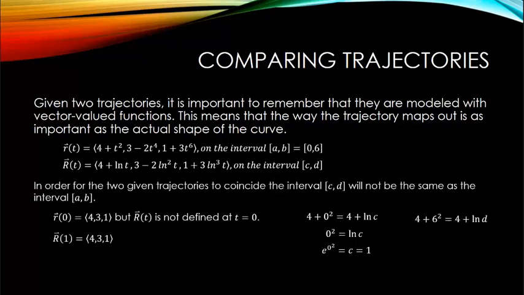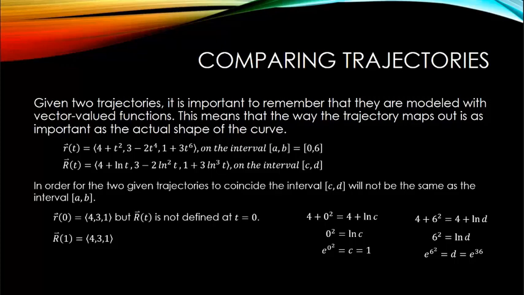Likewise, if I plug in 6 in my little r of t vector and d in my capital R of t vector, I get 4 plus 6 squared is equal to 4 plus the natural log of d. Again, I solve for d by exponentiating both sides, and I find that e to the 6 squared is equal to d, so that d is equal to e to the 36.